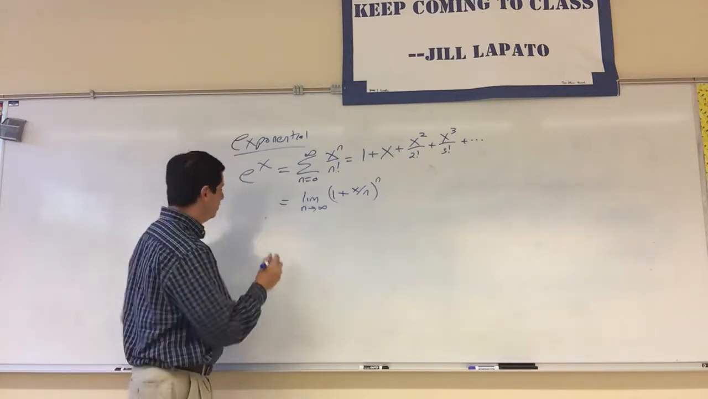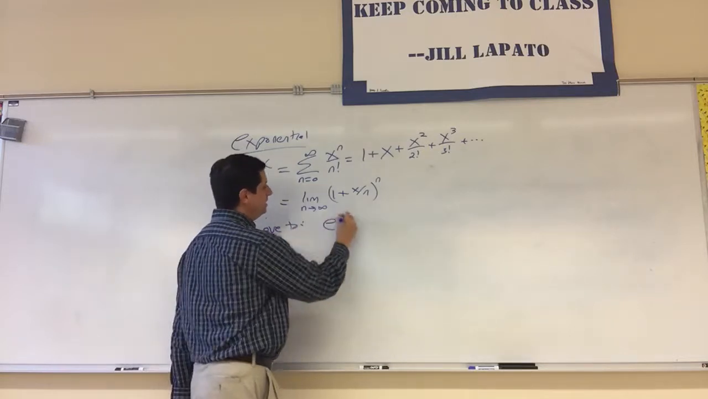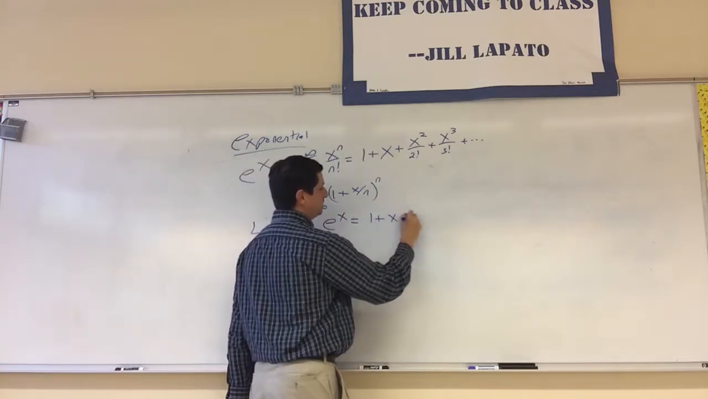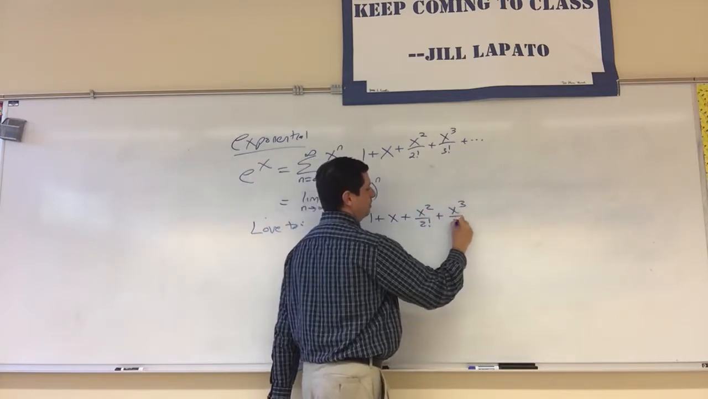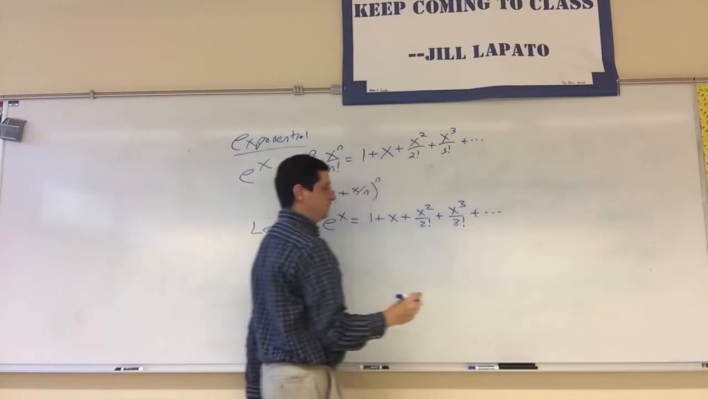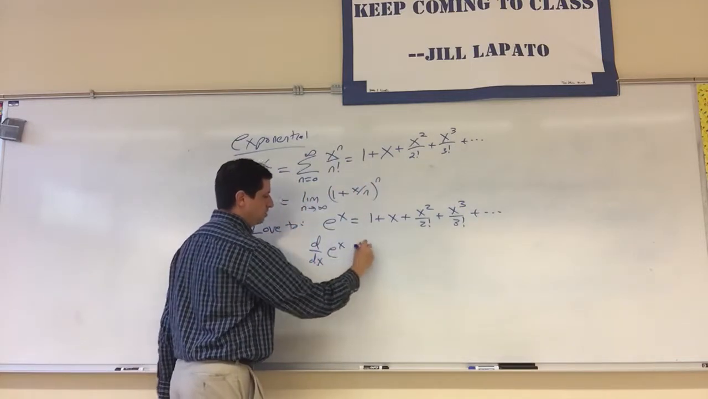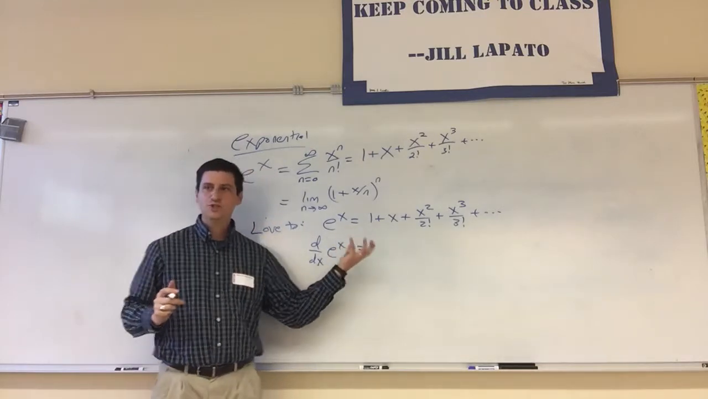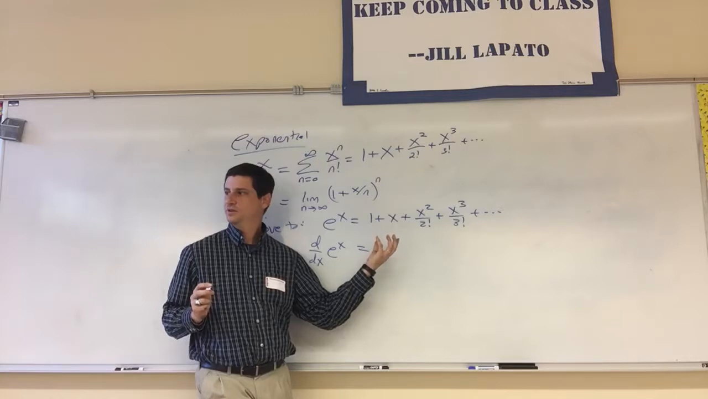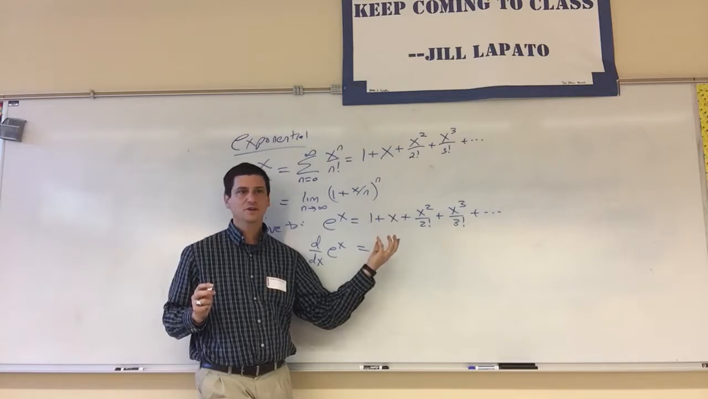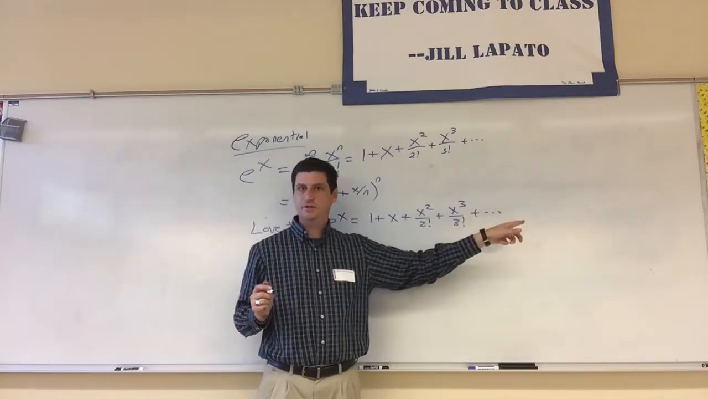So what you would love to do is the following. e to the x is 1 plus x plus x squared over 2 factorial plus x cubed over 3 factorial plus dot dot dot. So if I take the derivative of both sides, we have a rule that helps us. What's the rule that helps us from calculus? Power rule and the sum rule. So the derivative of a sum is the sum of the derivatives.